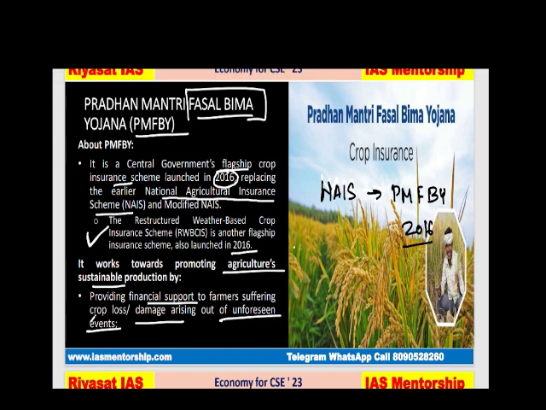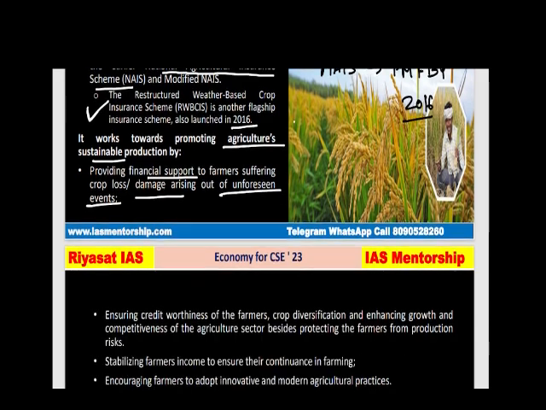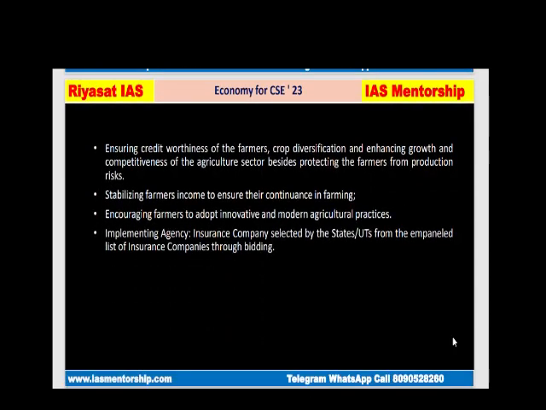Clear? They will be providing financial support in case there is any type of crop loss, they will get financial support in the form of insurance. This is your PM Fasal Bima Yojana. The aim of this scheme is to ensure creditworthiness, crop diversification, growth, enhanced competitiveness, keep all this in mind. This will stabilize farmer income. When income is stabilized, they will never stop working. They will continue doing farming. They will encourage farmers to adopt innovative and modern agricultural practices.